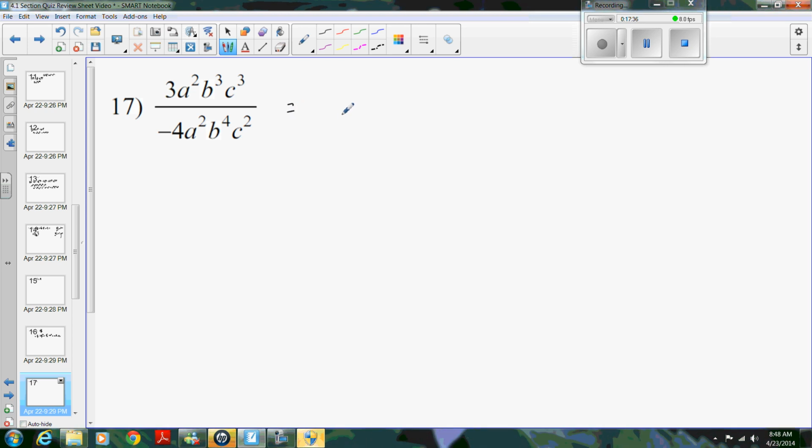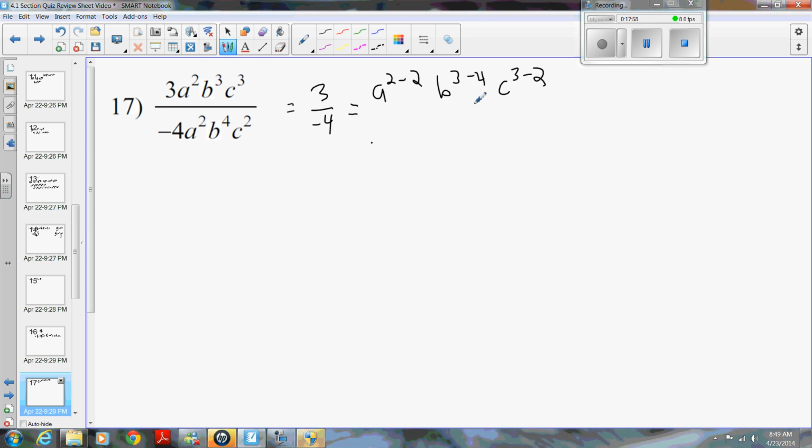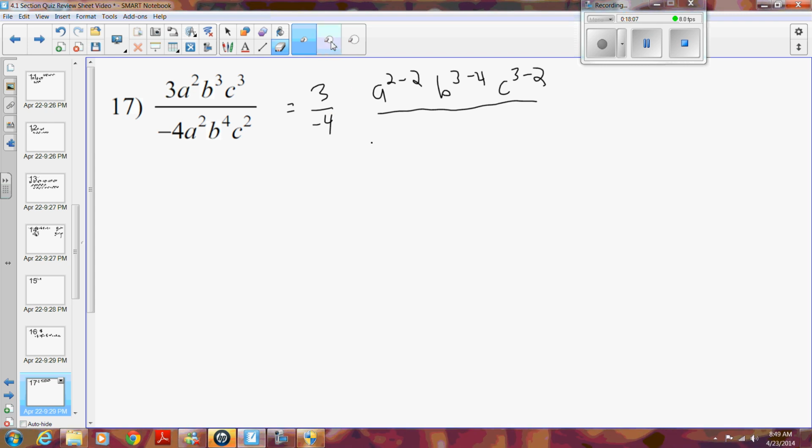Okay, all right. So we have 3 and 4. Now let's deal with all these a, b, and c terms individually. So we'll do all this subtraction in the numerator. I'll keep 3 over negative 4 out, but this is a to the 2 minus 2, b to the 3 minus 4, and c to the 3 minus 2. So let's deal with that. Oh, I put an equal sign here. That's not entirely correct.